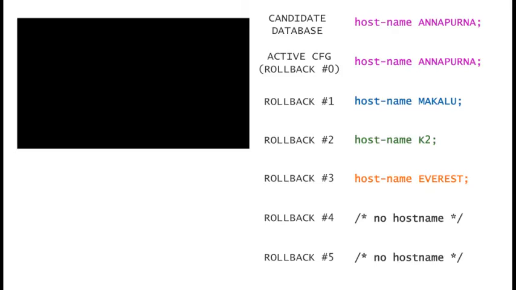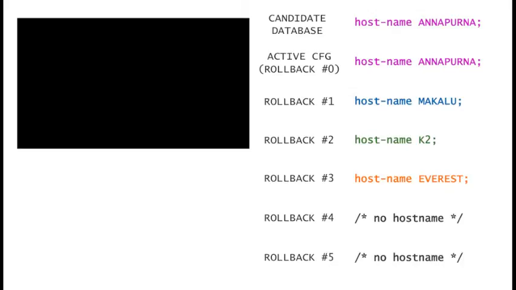During this task, you will change the host name several times, from Everest to K2, then to Makalu, then to Annapurna, etc. Let's start the video at the time when the host name Annapurna has just been committed. You can see the history of all the committed configurations.